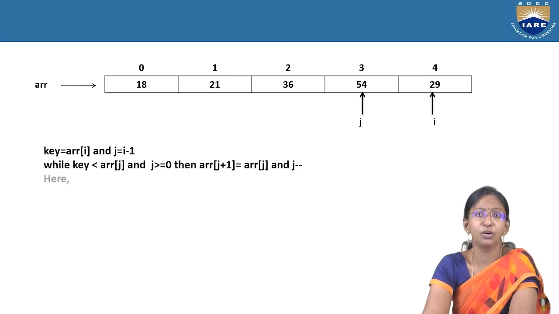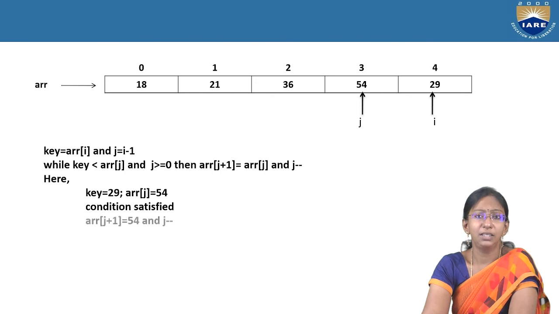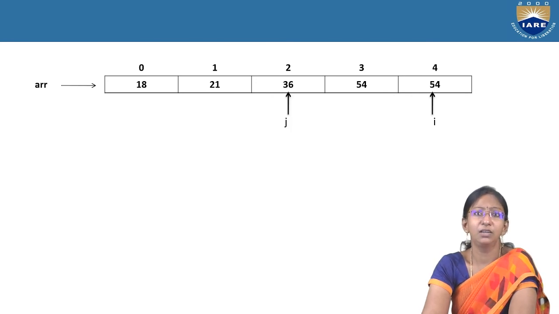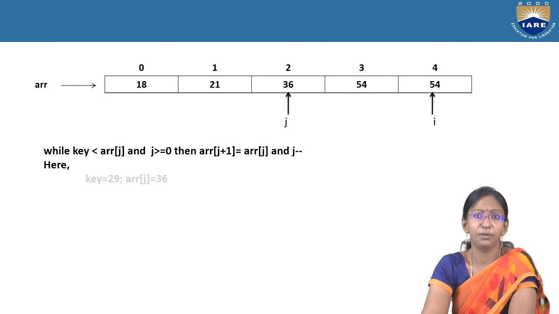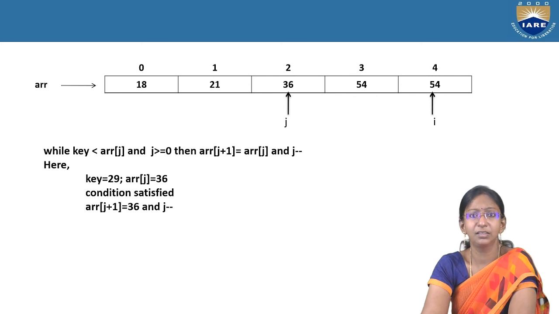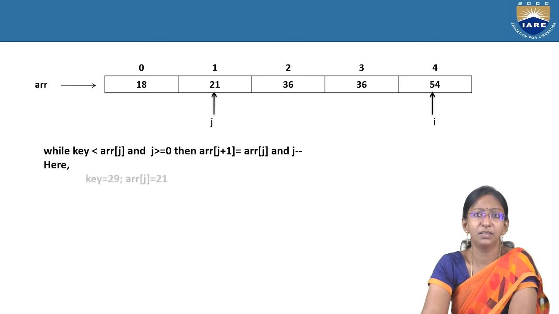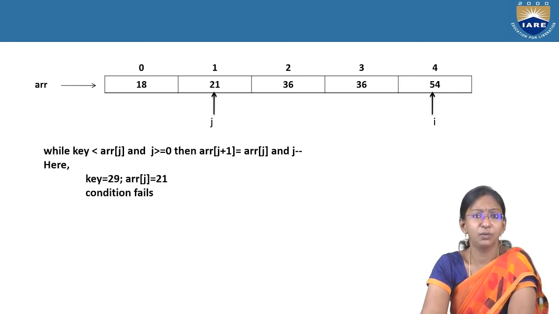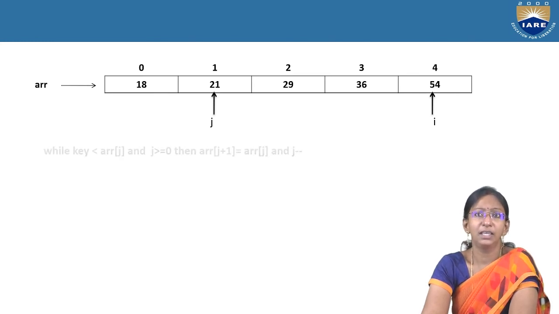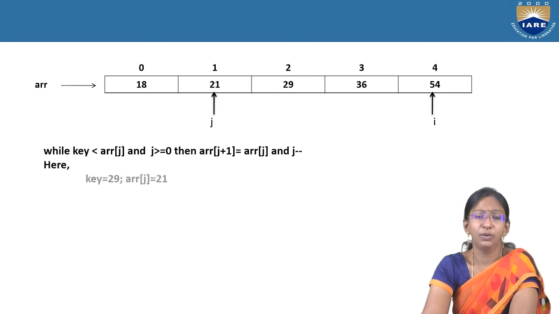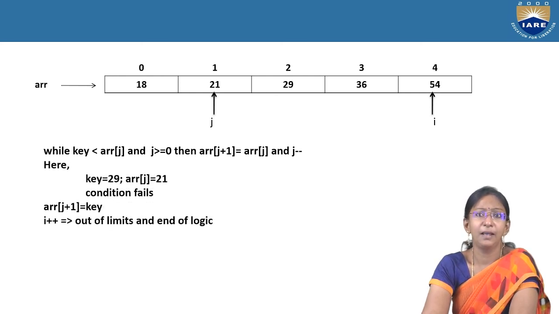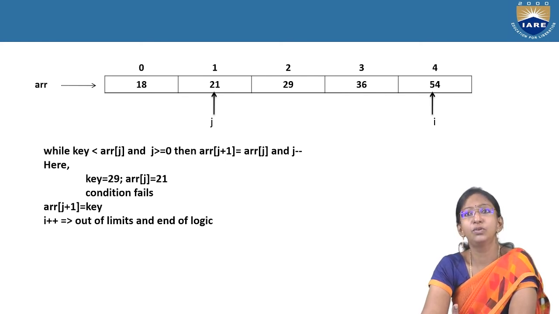So the same process you are going to repeatedly do until the list is sorted and I crosses the boundary, right? So condition satisfied, 29 is less than 36. Copy the content, right? Again, j is decremented, 29 is less than 21, condition fails. So key in j plus 1 position. Then again, 29 is less than 21. End of the logic, right? As when you increment I, it goes out of limits.